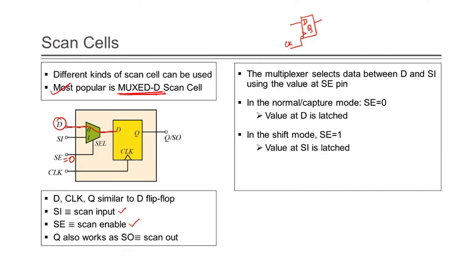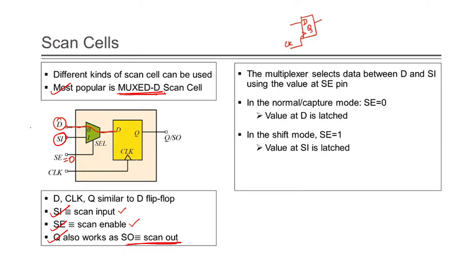is given to one mux, and one more input is given, that is SI. SI is nothing but scan input. D is nothing but D input, and SE is nothing but scan enable. And Q also works as scan out.